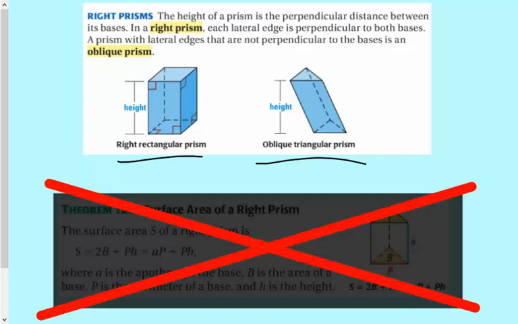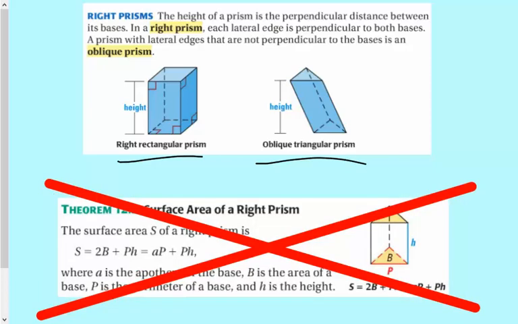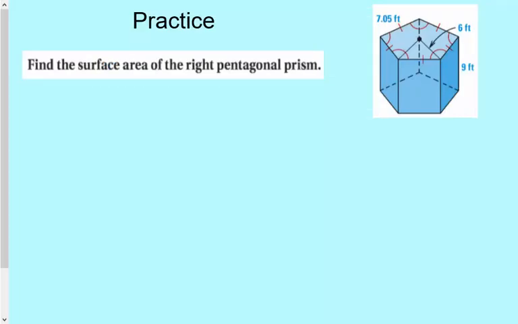So I got some things X'd out from the book. The book wants you to use this formula. I don't like it. It's in the book, you'll see it if you look. I don't think that's a smart idea. I think it's better just to find the area of each one of the shapes.